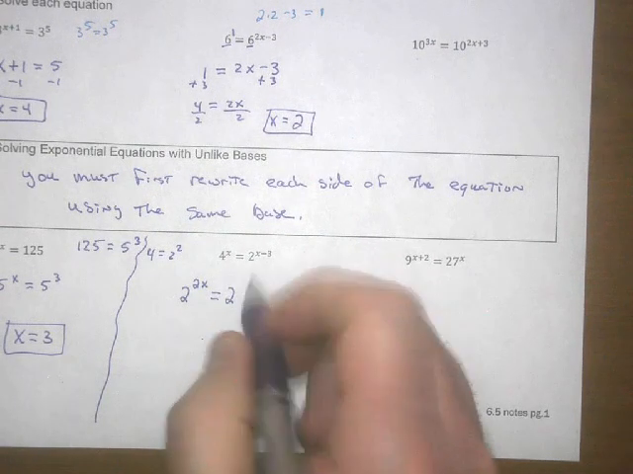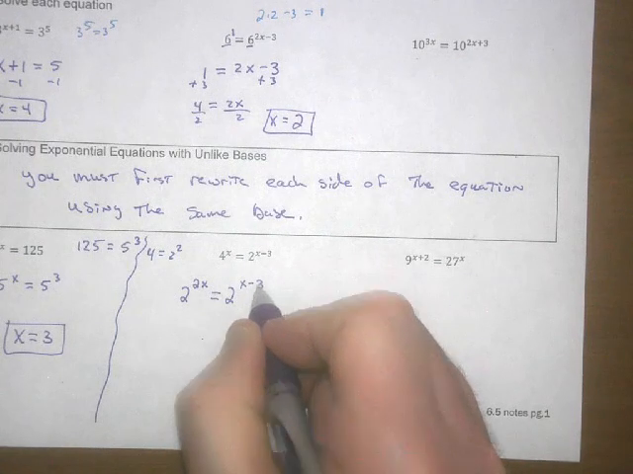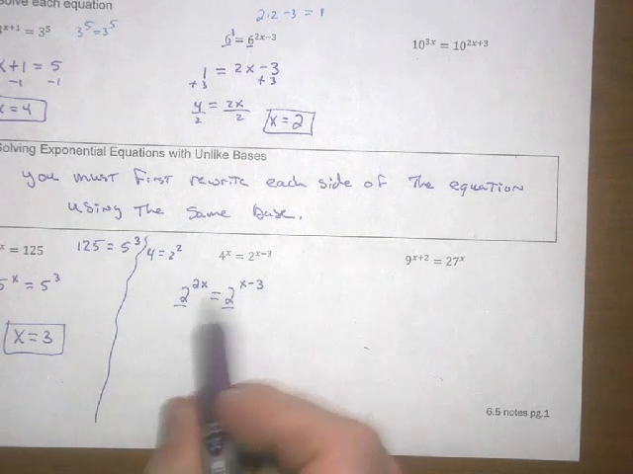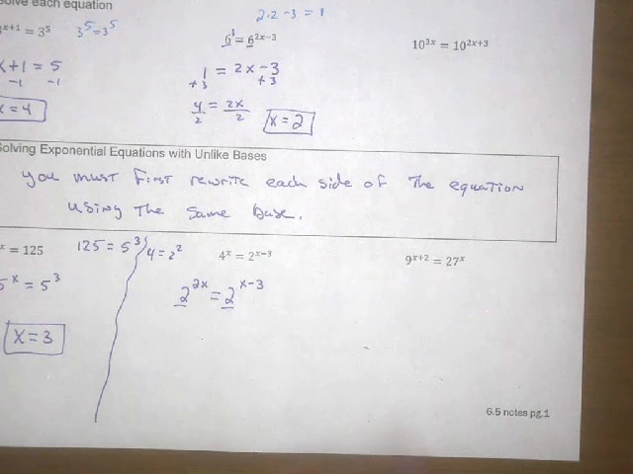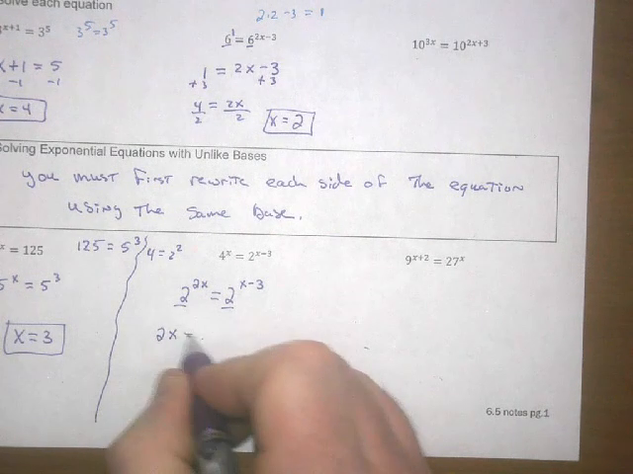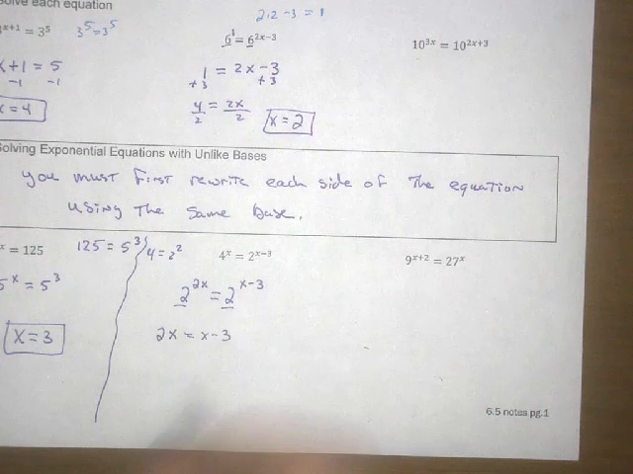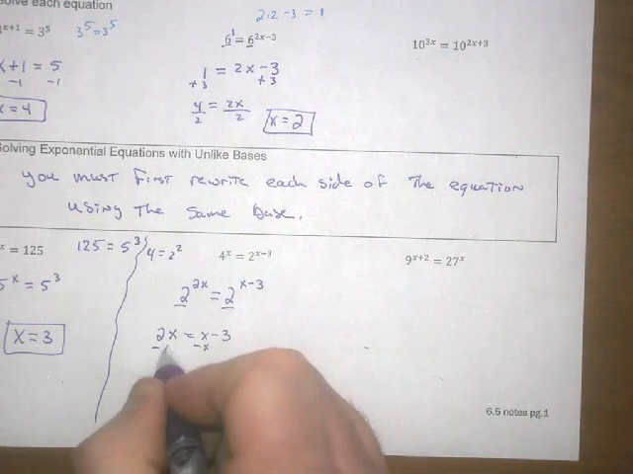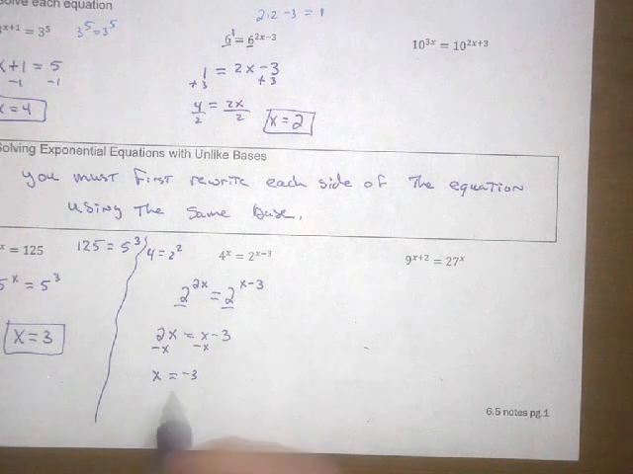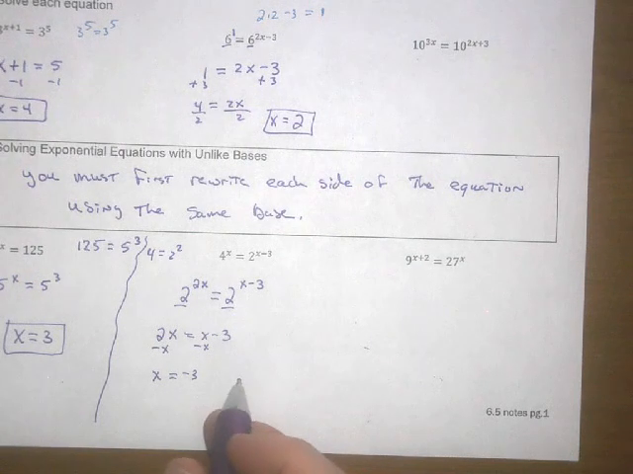That is going to equal, and the other one's already in the base of 2, and then we have x minus 3. Our bases are now the same. So now we can set our exponents equal to each other and see how we did. So 2x equals x minus 3. Subtract x from both sides, and x is going to come out to equal negative 3.